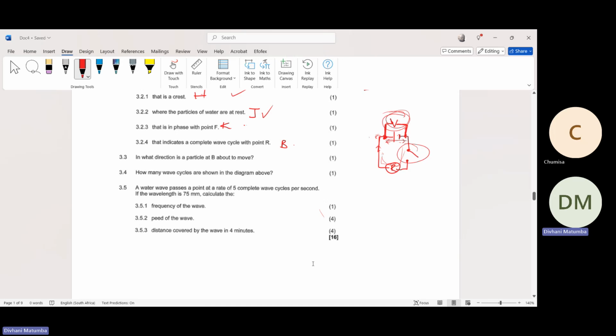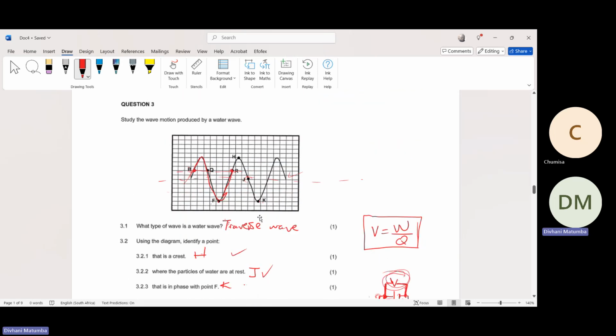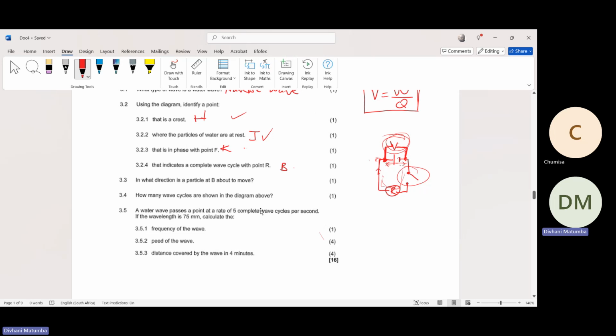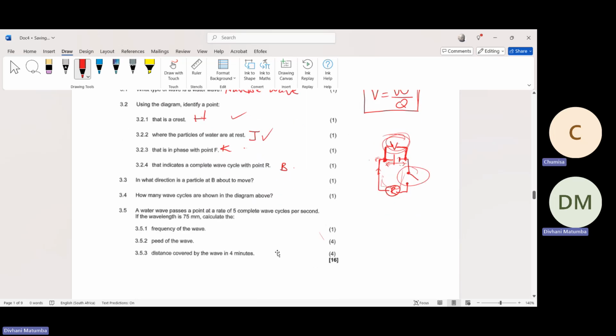Okay, no problem. Let's leave that. Let's go back to where we left off. Okay, waves. A water wave, which turned out to be a transverse wave. Now, in what direction is a particle at B about to move? Upwards, sir. Upwards, you are right, because the slope is positive. I like how you figured out everything in this chapter, that's impressive.